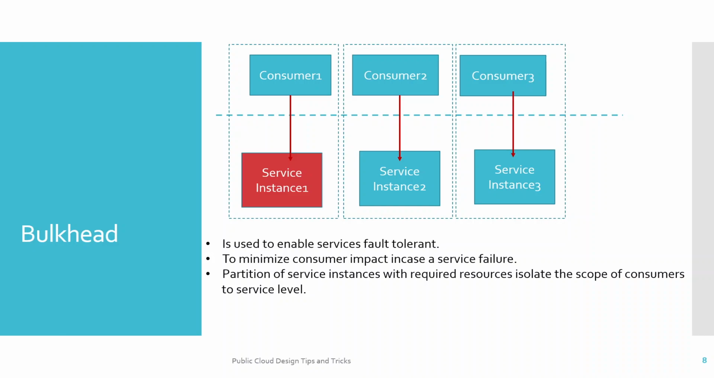So what is the benefit of this? It always minimizes the consumer impact in case of a service failure. For example, let's say the service instance 1 fails due to some reason, then consumer 2 and consumer 3 will never be impacted, and they will keep continuing with their own instances of service 2 and 3. So that is how it works. Now, partitioning of service instances with required resources isolates the scope of consumers to service level, that we have already discussed.